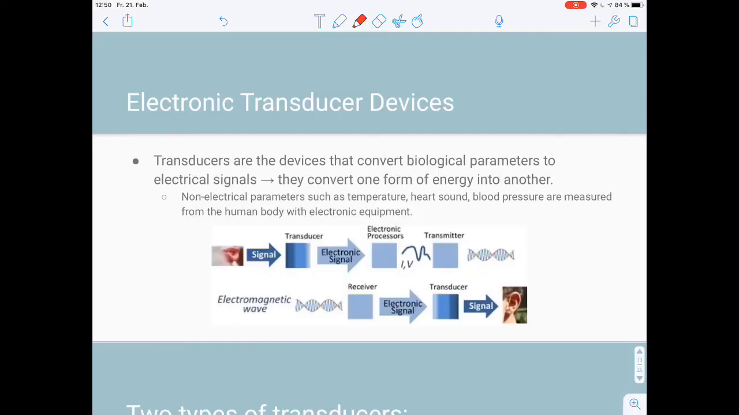Now we're going to be explaining electronic transducer devices. And well, first it's important to define what a transducer is. This is basically a device that converts one form of energy into another. In the context of biomedical engineering, this means that we're going to convert biological parameters to electrical signals. These non-electrical parameters can be temperature, heart sound, blood pressure, and these are going to be measured from the human body with the help of electronic equipment.